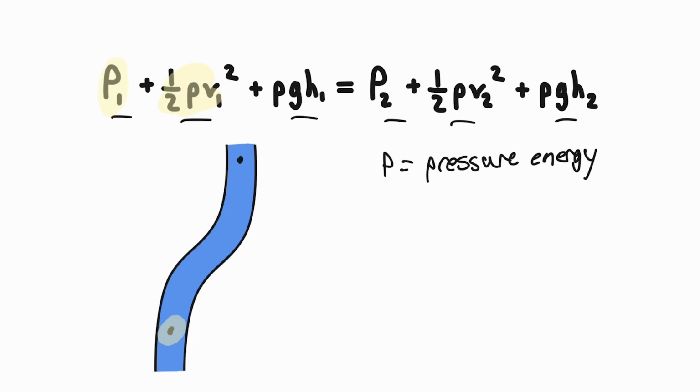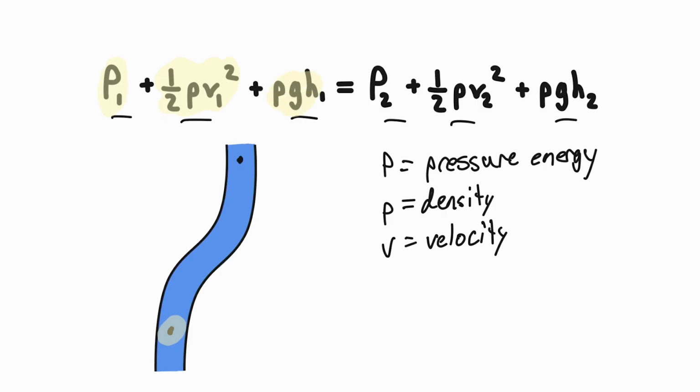The next term, 1/2 rho v squared, is used to describe basically the kinetic energy of the fluid at that point. Rho, or what looks like a lowercase p, is just the density of the fluid. And then v is the velocity. Hopefully this one's easier to understand why it's describing the kinetic energy, since we're using velocity in that term.